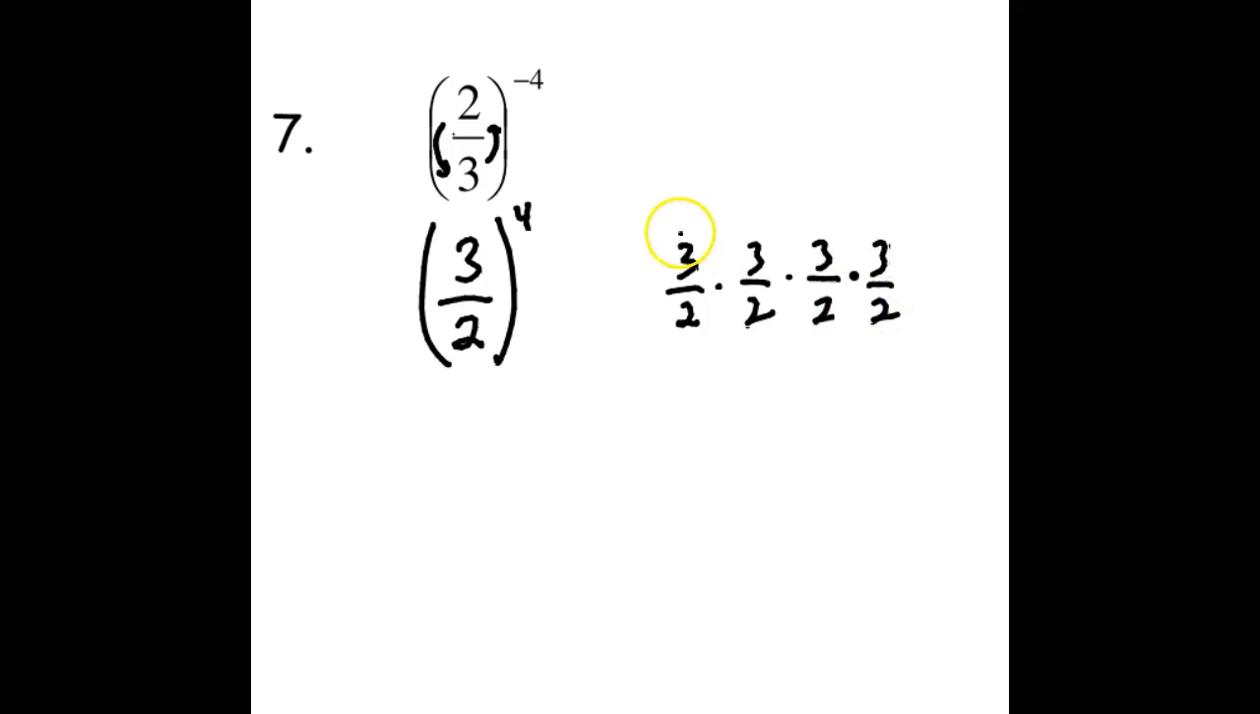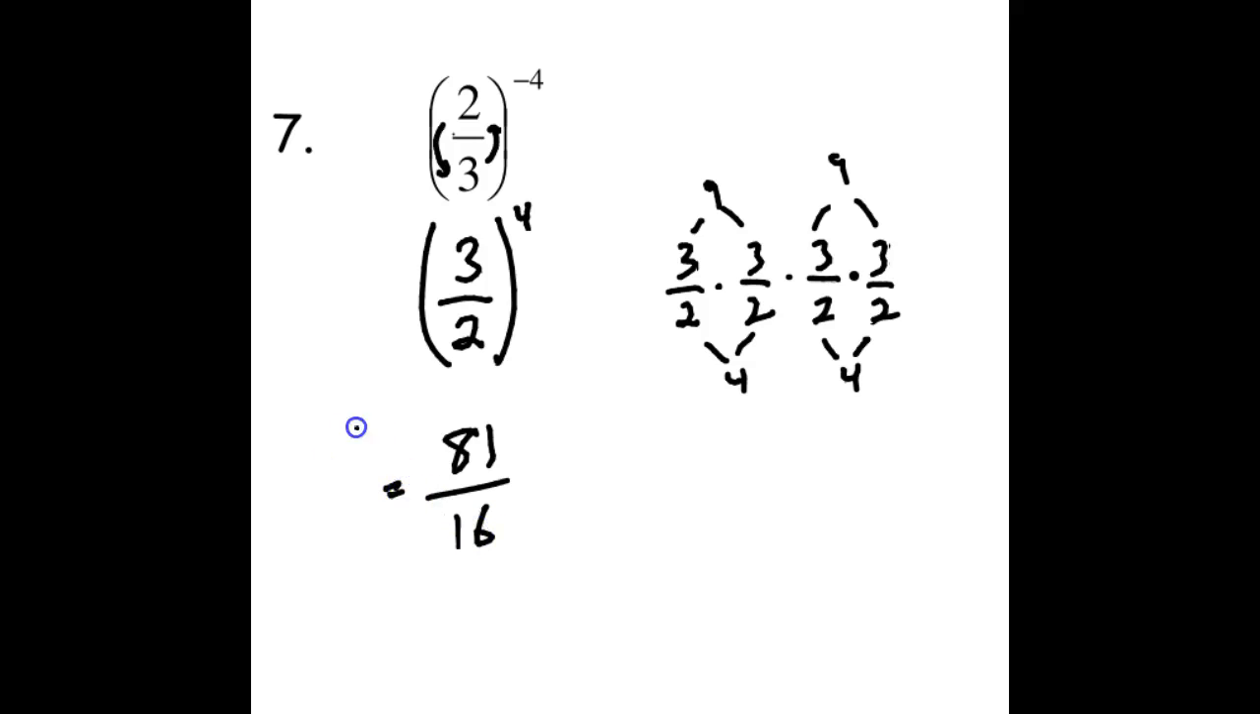So 3 times 3 times 3 times 3. That's the same as 9 times 9. That's 81 on top. On the bottom, 2 times 2 times 2 times 2, which is the same as 4 times 4, which is 16. So even if it's a fraction, you can still do it. And leave your answer as a fraction. No decimal needed.